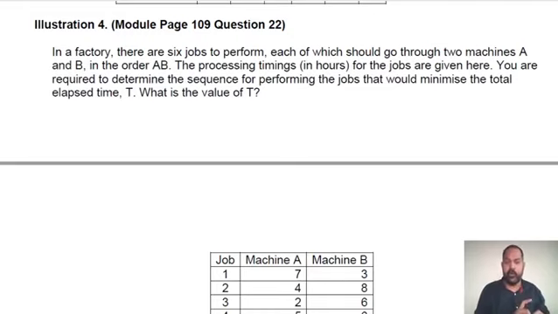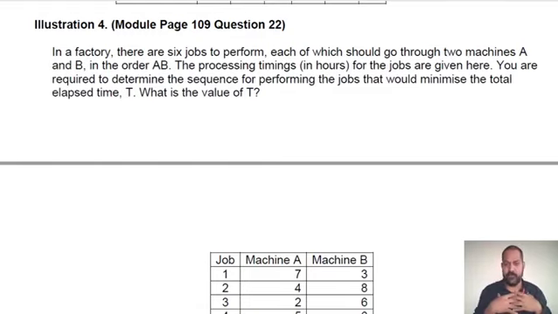And if you want to avoid doing this, there is a process in which it is done. I will explain to you how this process helps once I have shown you the entire process. Let's read the question. In a factory, there are 6 jobs to perform, each of which should go through 2 machines A and B. So I have an order for 6 jobs. These 6 jobs have to go through 2 machines A and B. So let me give you an example.